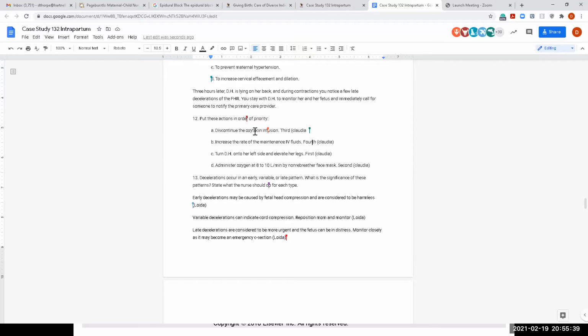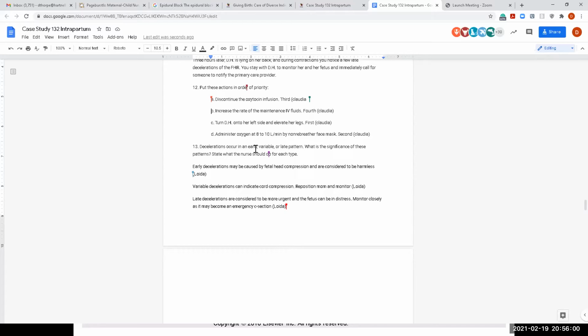So if this was a test question, I guess I would have to call the first one DC the oxytocin. Second one, turn her on her left side, put some oxygen on her, and then increase the IV rate. I guess that would be the way I would do it.